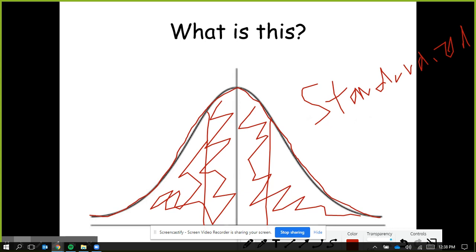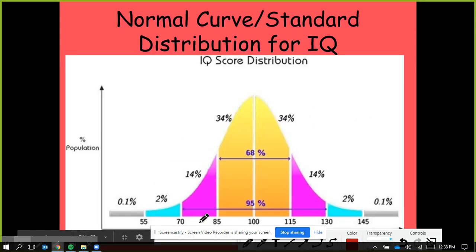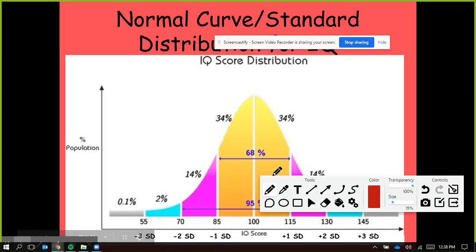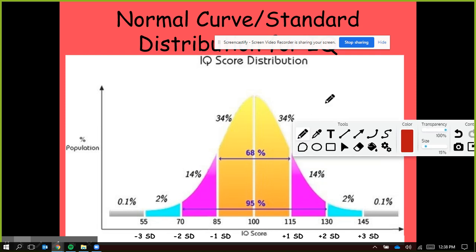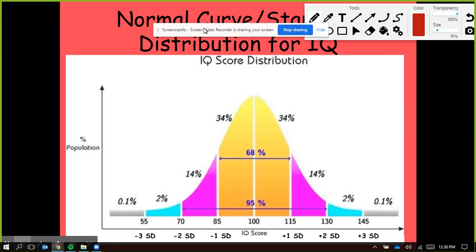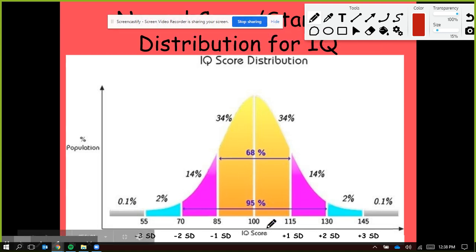The bell curve is essentially an algorithm. These scores just get plugged in there and they hypothetically should fall like this. So right here is a standard distribution for IQ scores. The average IQ is 100. Okay, make sure you know that.